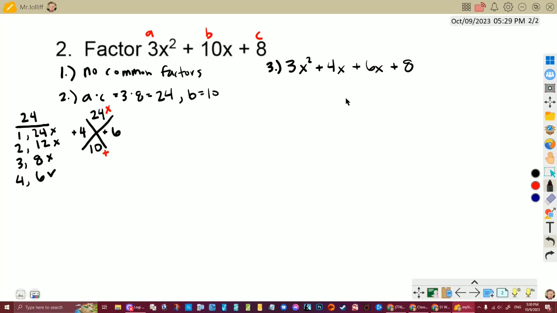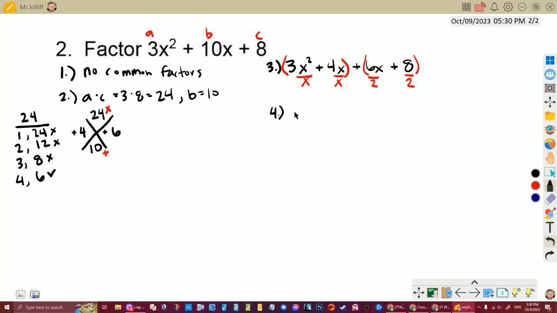All right, next step, we're going to factor by grouping. So we need to group the first two terms together and the second two terms together. 3 and 4 don't have any common factors, so I'm just dividing that x out. 6 and 8 are both divisible by 2, so I'm going to divide a 2 out of both of those.